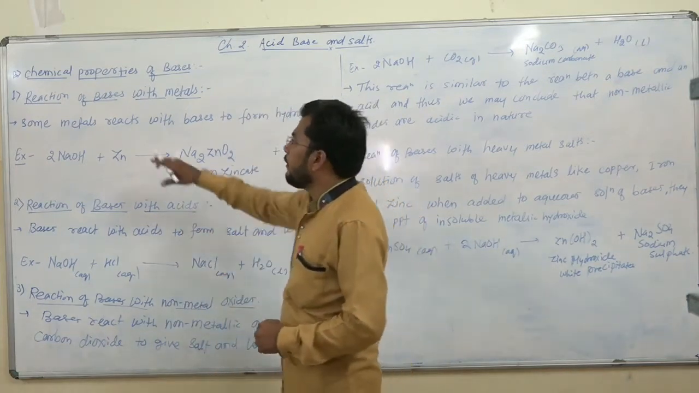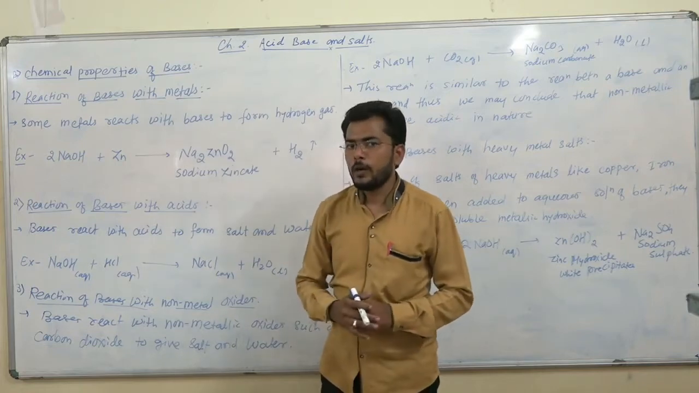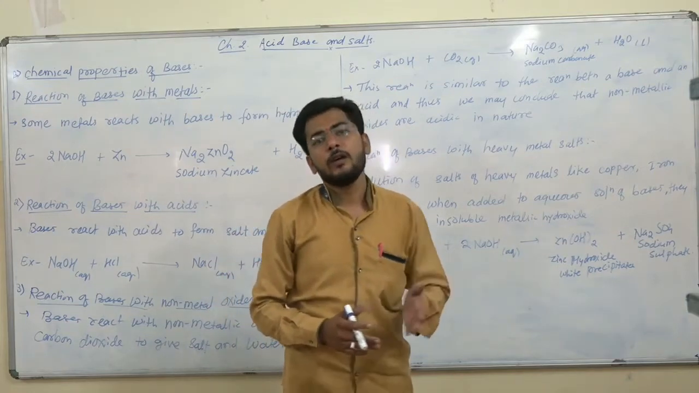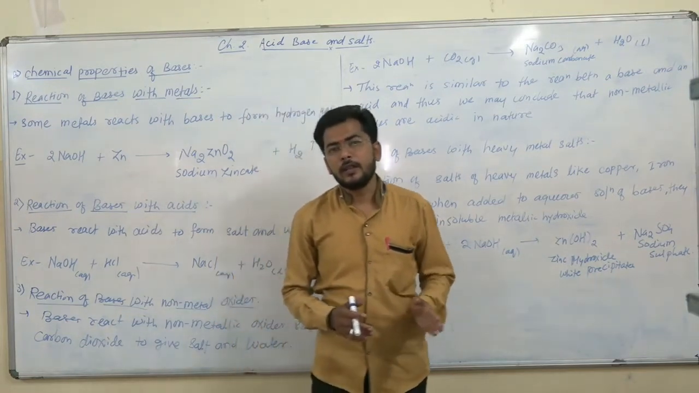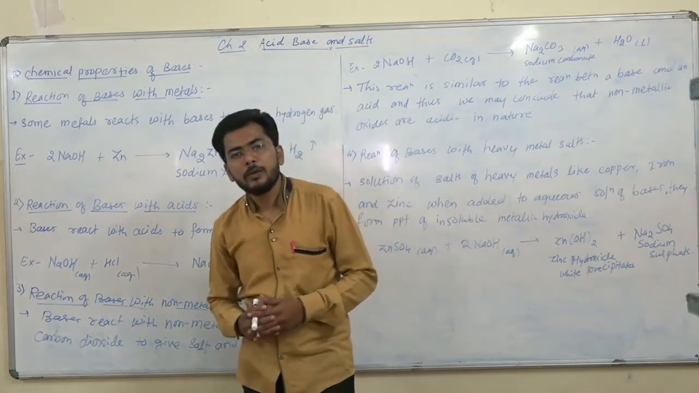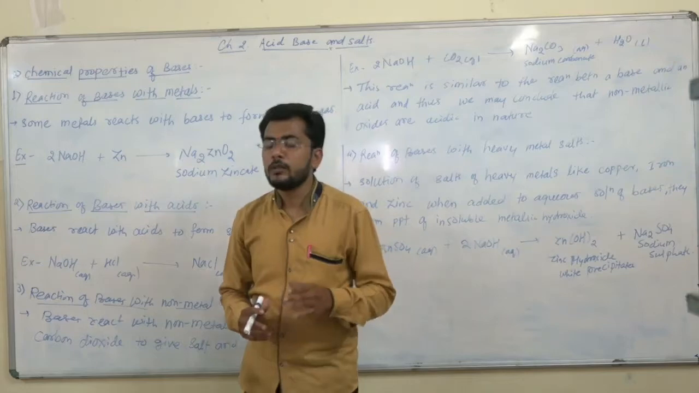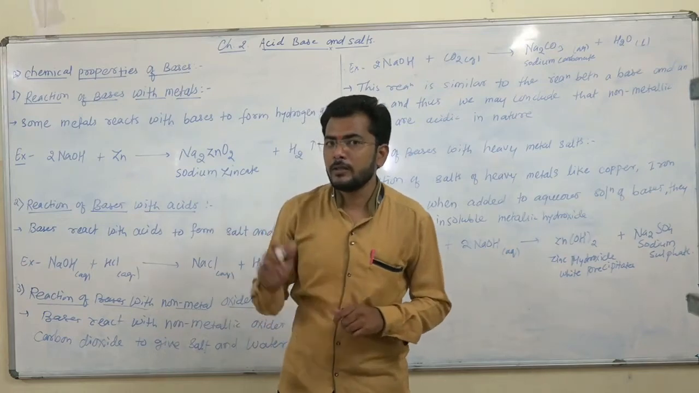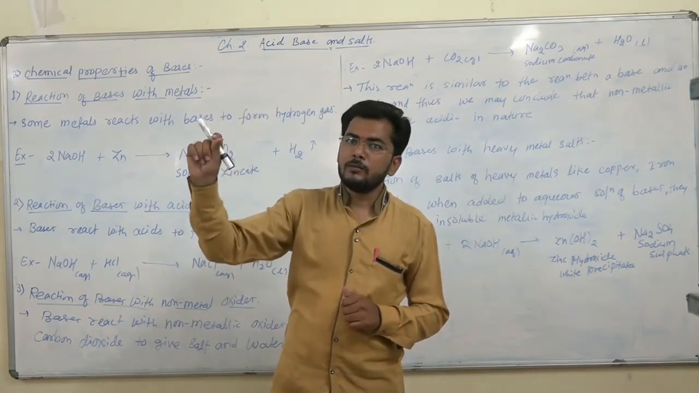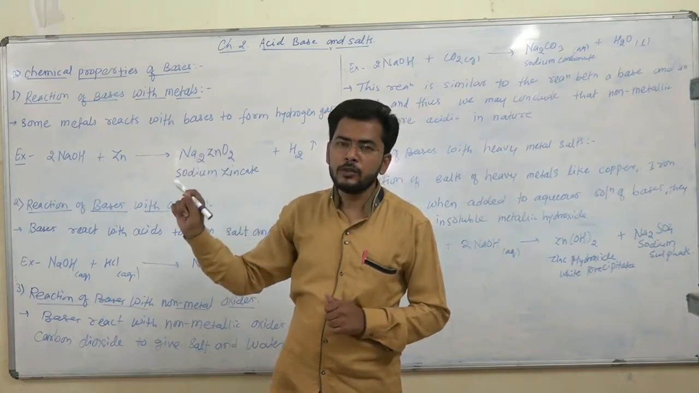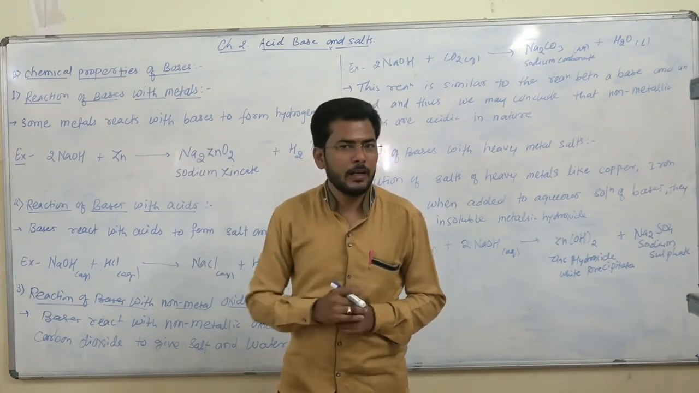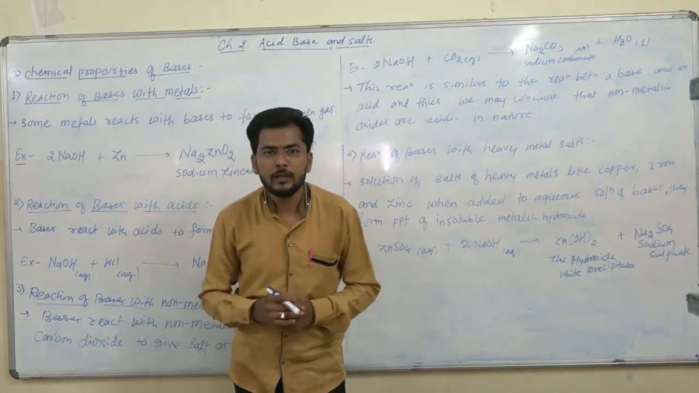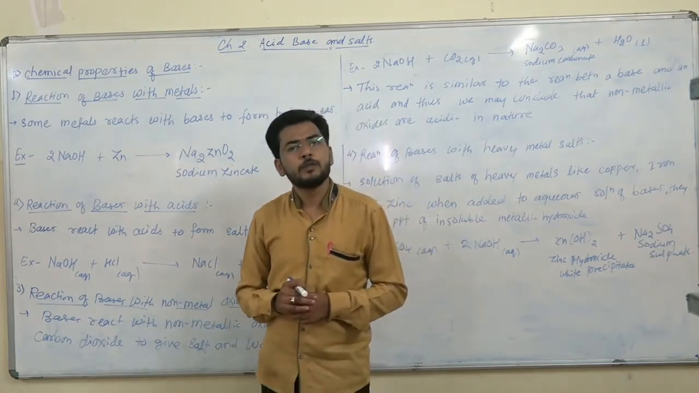In that, the first one: when bases react with metal, what happens? We have already seen about acids. Whenever an acid reacts with metals, it forms salt plus hydrogen gas. I hope you already know the general reaction: acid plus metal gives metal salt plus hydrogen gas. And how to identify this hydrogen gas? With the help of the activity we saw, it gives a pop sound.